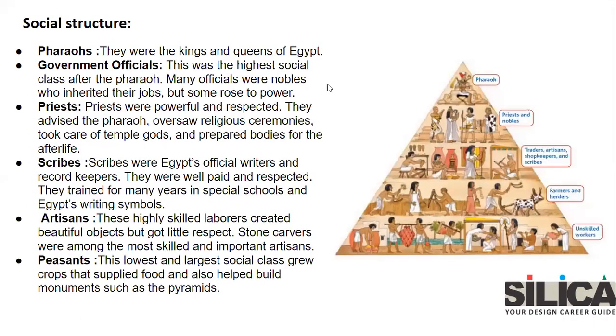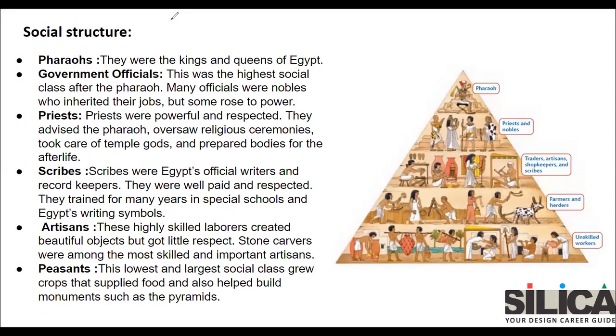Now, talking about social structure. Social structure is divided into six parts. Pharaohs were the king and queen of Egypt. Government officials were the highest social class after the pharaoh. Many officials were nobles who inherited their jobs, but some rose to power.